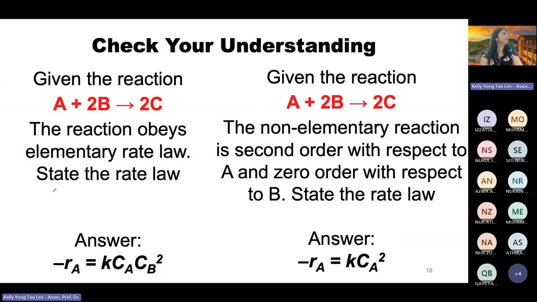So example, next example. Contohnya, the same reaction, kiri dan kanan. A plus 2B produce 2C. So kalau dia adalah elementary rate law, the reaction will be minus RA equals to K.